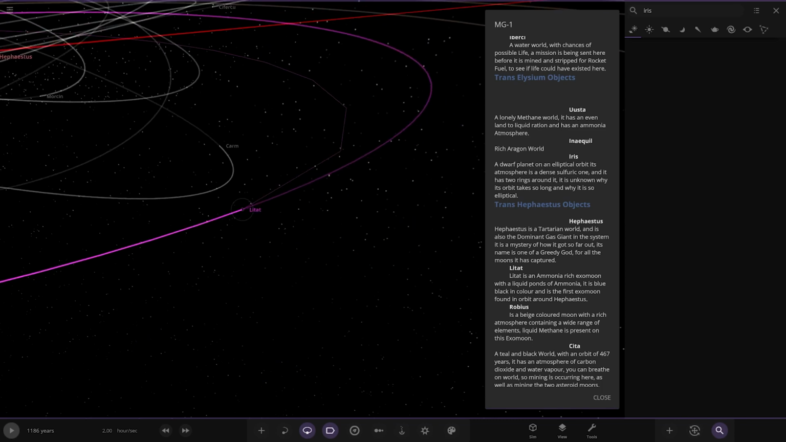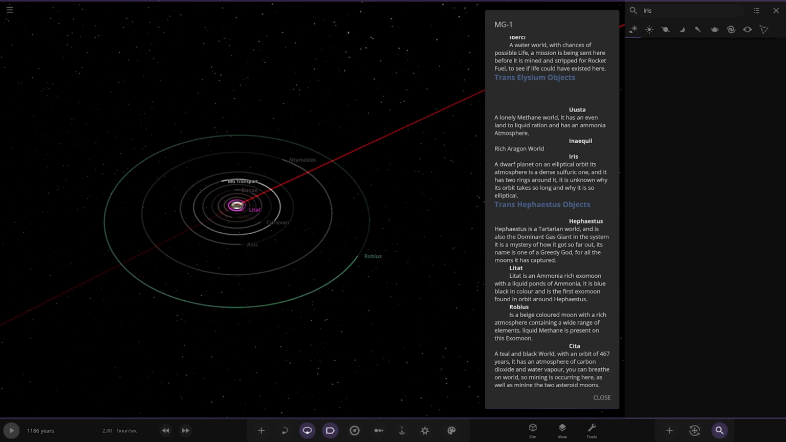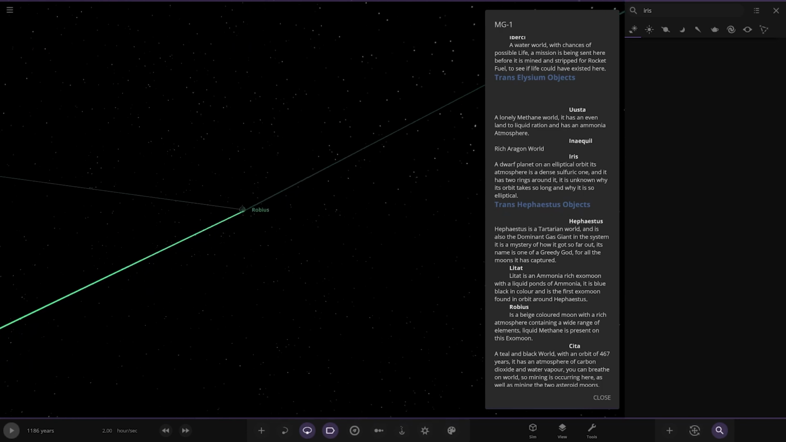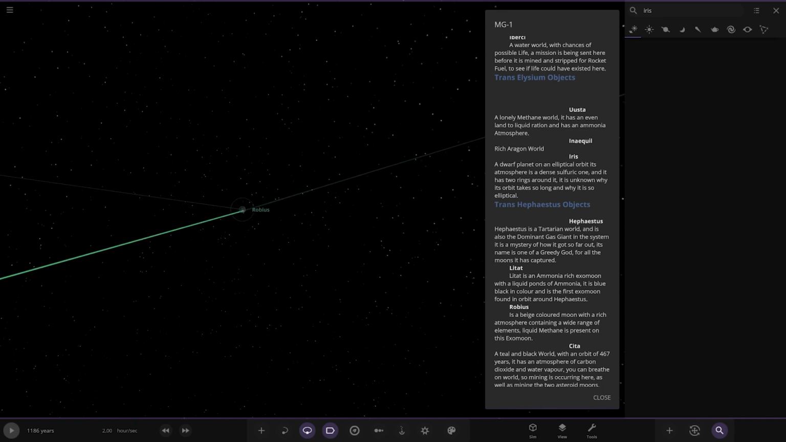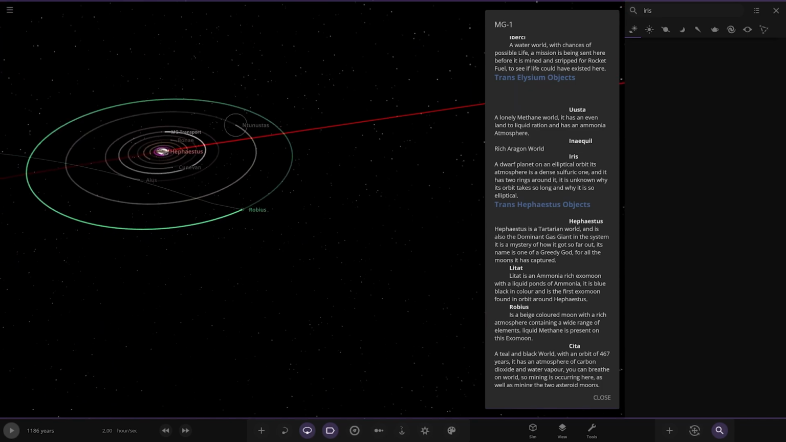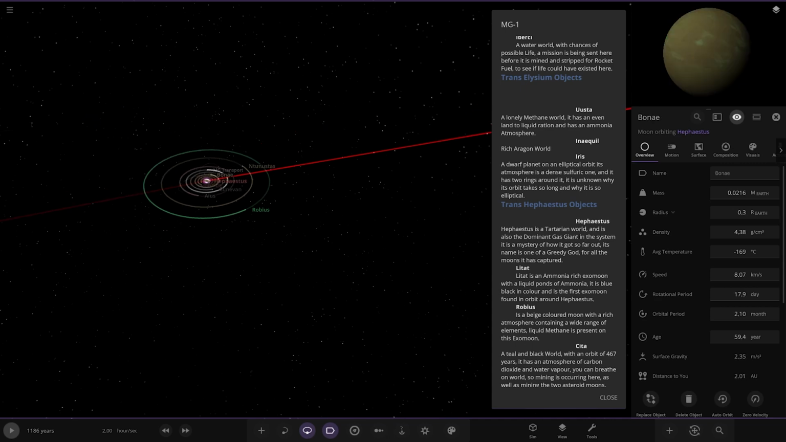Okay. Robius. Well, quite a lot of moons, isn't there? Robius is over here. It's a beige colour moon with a rich atmosphere containing a wide range of elements like liquid methane is present on this exomoon. Lovely. So there you go. Looking good. A lot of moons in there as well. There's the highlights. Okay.